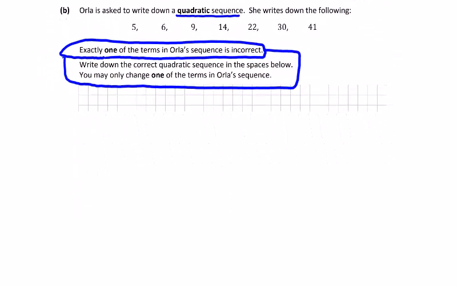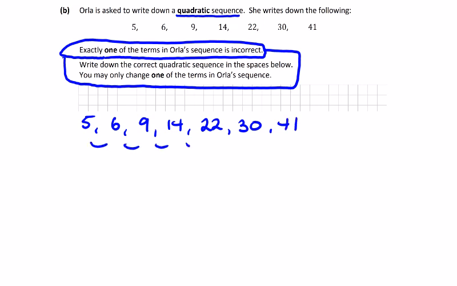So let's write down her sequence again. 5, 6, 9, 14. What are you thinking about quadratic sequences? You're thinking second difference is the same. So let's have a look. Do your loops. There's no rush. 5 to 6, 1. 6 to 9, 3. 9 to 14, 5. Looks consistent. The second difference is going to be 2.